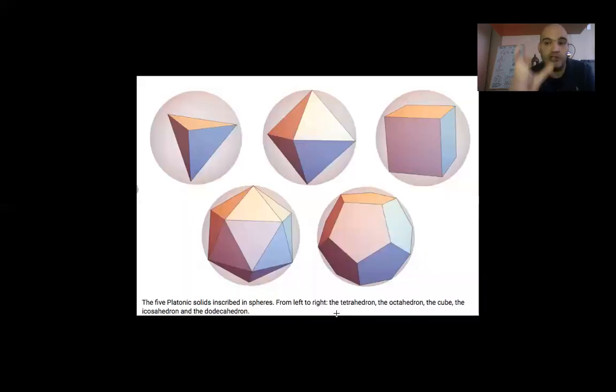So yeah, and also another interesting thing about the Platonic solids is that when you put these shapes inside a sphere, all the corners touch the inside of the sphere.